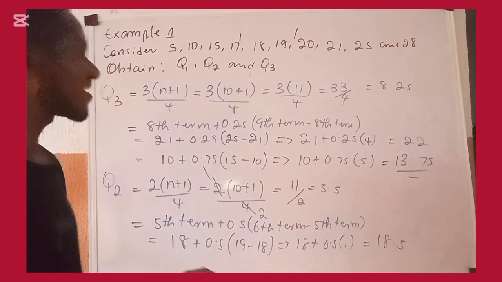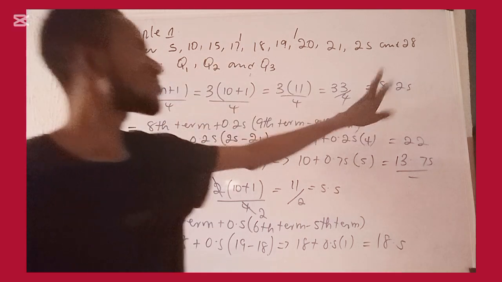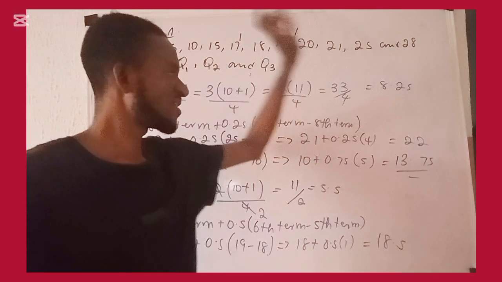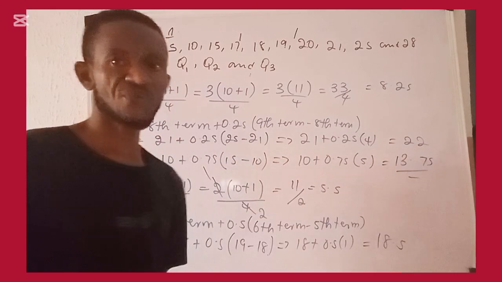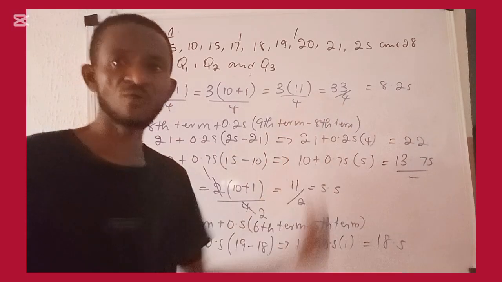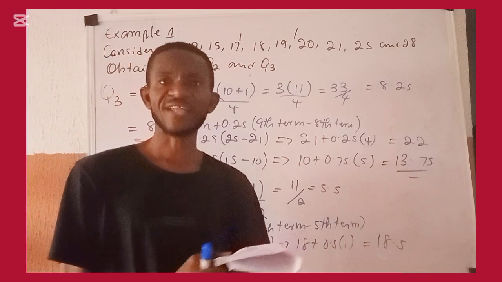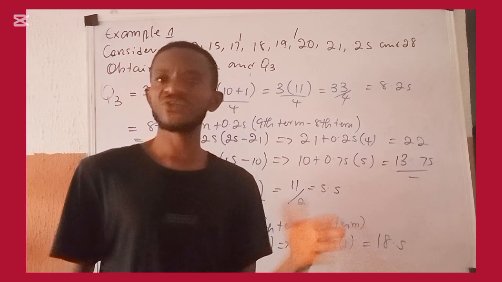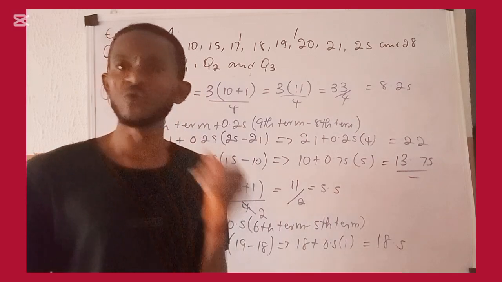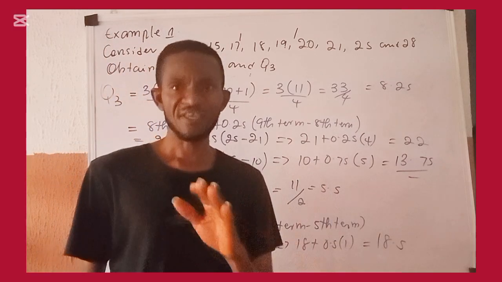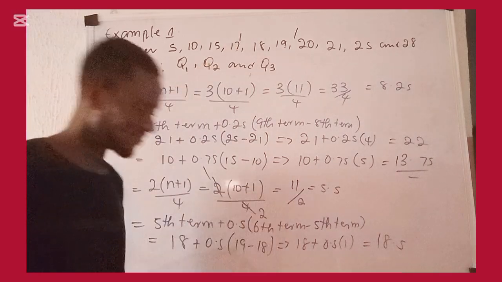So don't you see that I've now been able to, from this array of data, find the value of Q1, the value of Q2, and the value of Q3. So this is how to find the quartiles from an array of a data set. We are quickly going to show you how to find the quartiles from an ungrouped frequency table. So permit me to clean this place down.